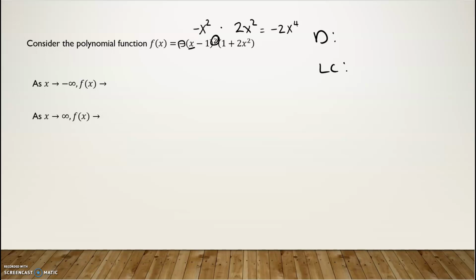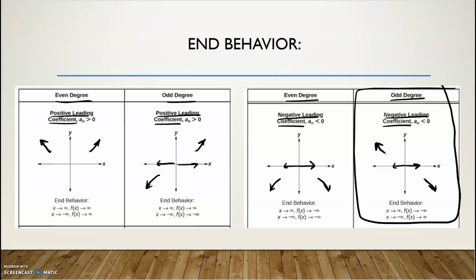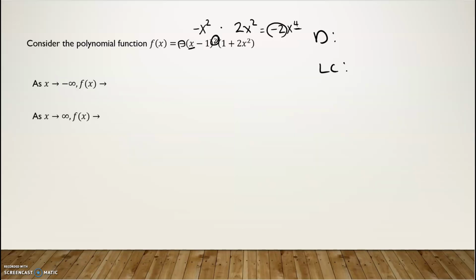Okay, so I have an even degree and a negative coefficient, so that would be this case right here. Both ends would be going down to negative infinity. And that's it. So we could write here 4 and -2 just to fill those in.